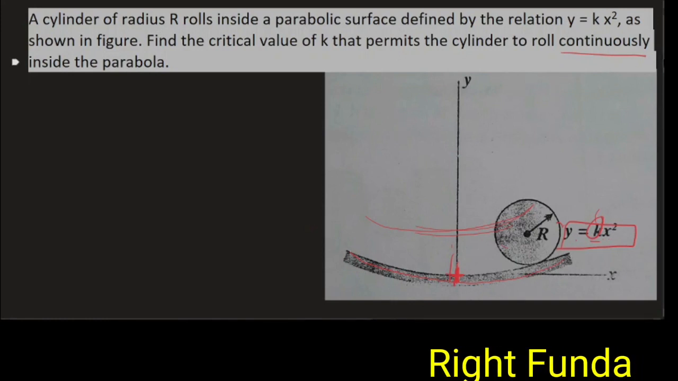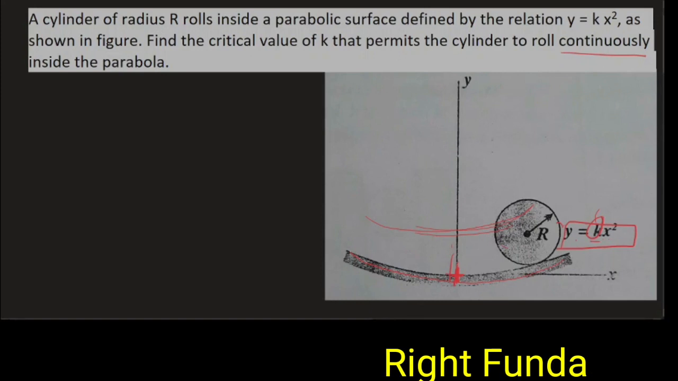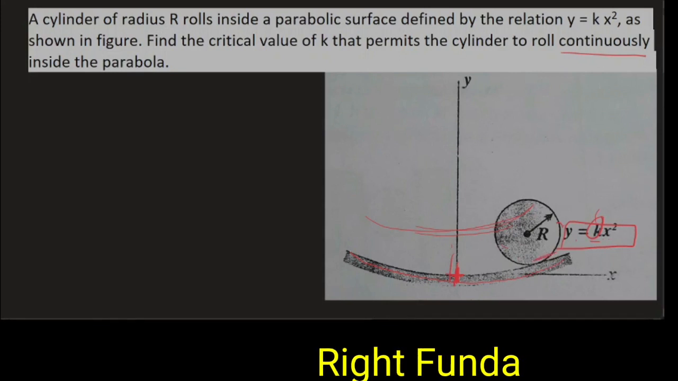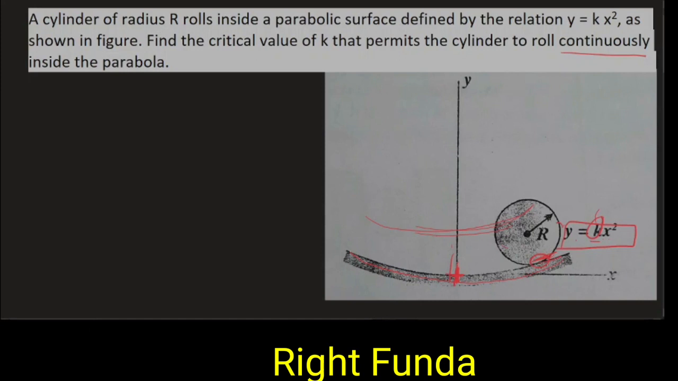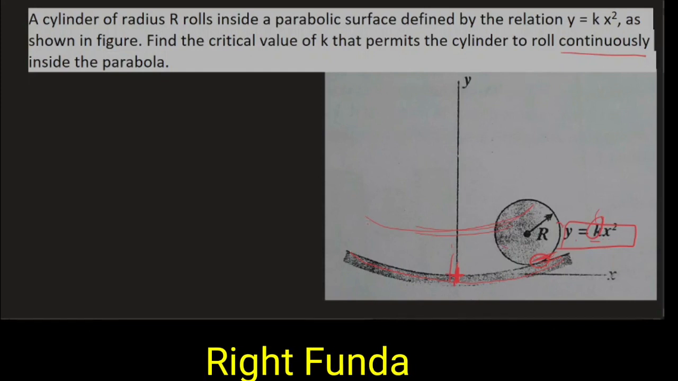Now, let's make the strategy of solving the problem. When it rolls, static friction force acts on this body, and static friction does not dissipate any energy. As energy does not dissipate, only then can it perform continuous rolling motion, a periodic motion.